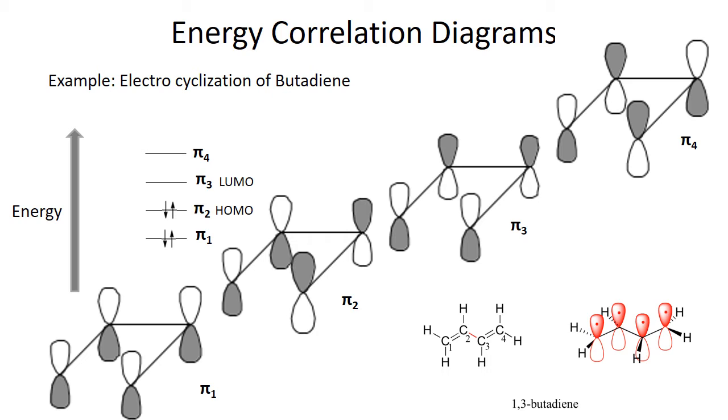But there is another term we use in this energy correlation diagram, that is HOMO and LUMO, the highest occupied molecular orbital and the lowest unoccupied molecular orbital. So the highest occupied molecular orbital in this energy diagram is pi 2, and the lowest unoccupied molecular orbital is pi 3, because it doesn't have any electron and it has the lowest possible energy of all the unoccupied molecular orbitals.